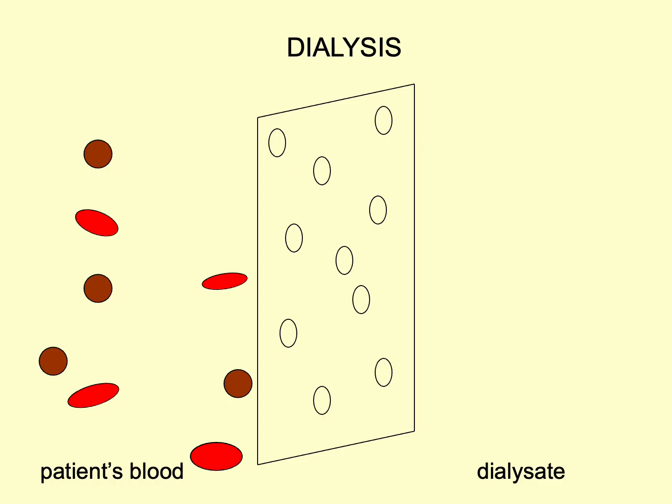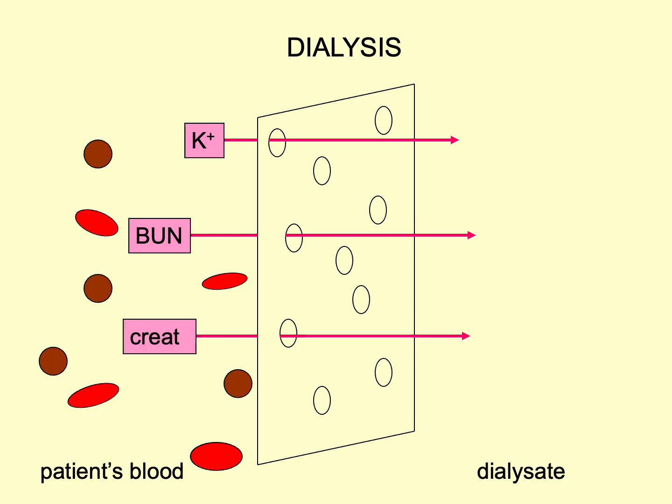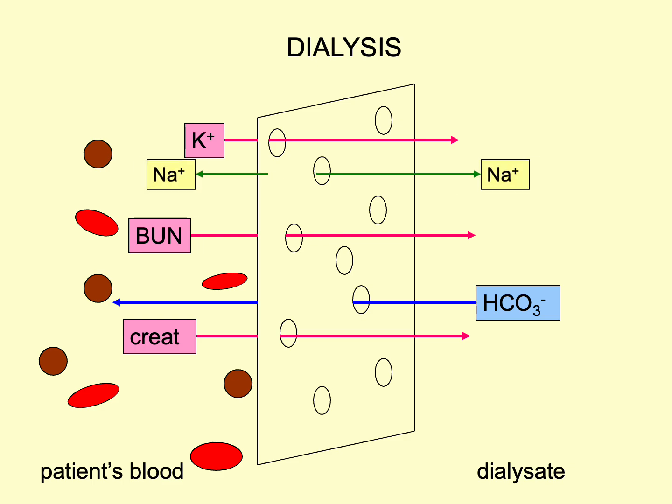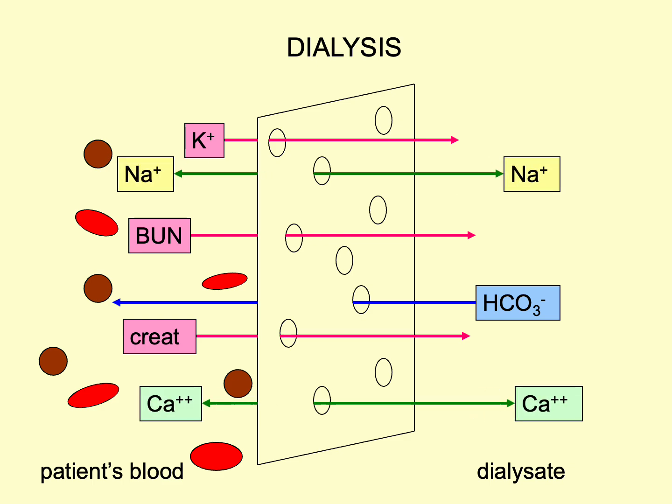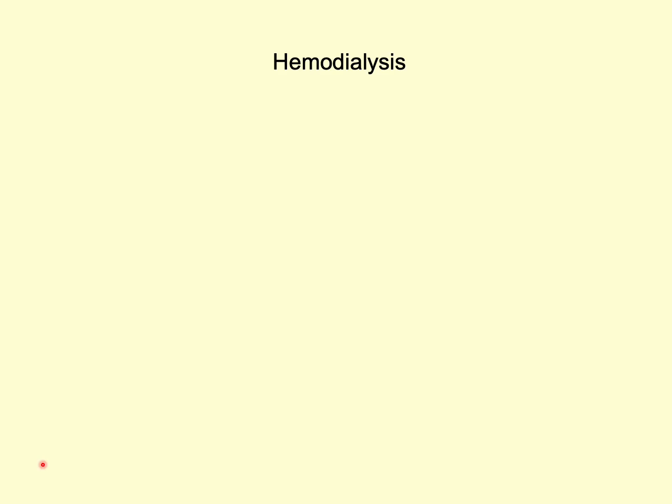The dialysate contains low to zero concentrations of solute that are to be removed, like potassium, BUN, and creatinine, and higher than normal concentrations of substances that are to be added to the plasma, such as bicarbonate. Solutes that do not need to change much in concentration during dialysis, like sodium and calcium, are present in the dialysate at normal physiologic concentrations. So this is how blood is cleaned during hemodialysis.